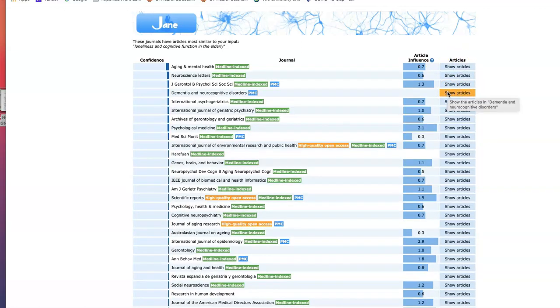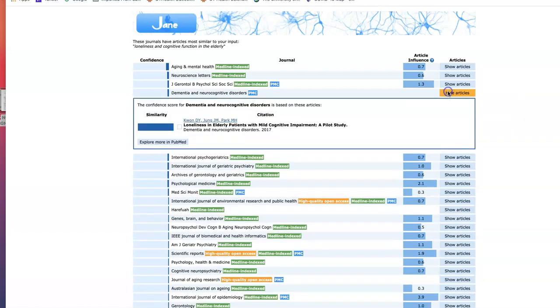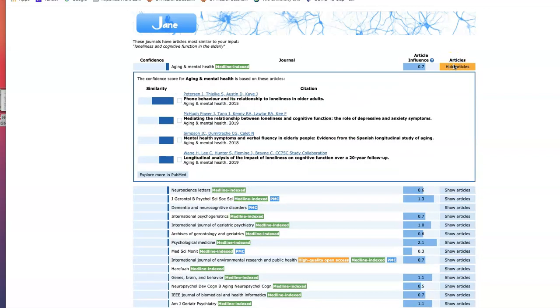Let me look at this one, Dementia and Neurocognitive Disorders. Only one. Loneliness in elderly patients with mild cognitive impairment, a pilot study, 2017. So that is a good one too. Just some things to think about.